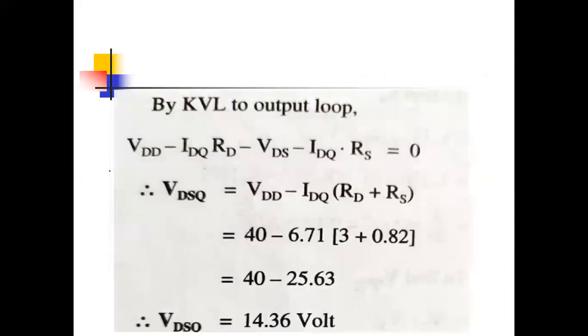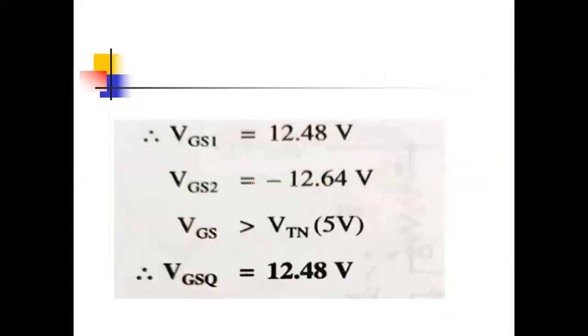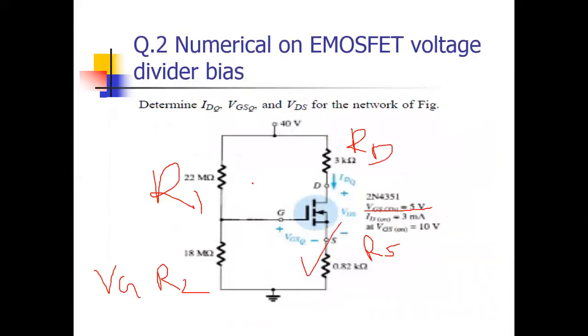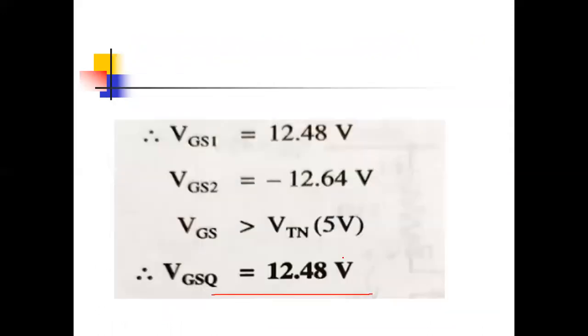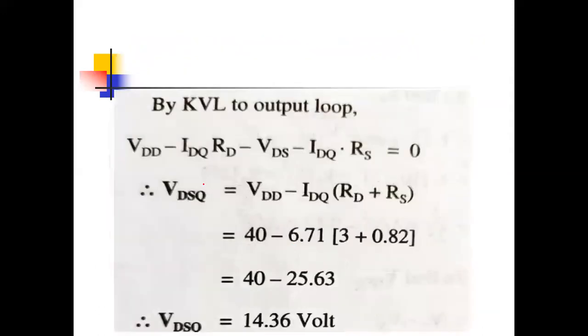Next, you want to find VDS. For VDS, you apply KVL on the right side. What is the equation? VDD minus IDRD minus VDS minus IDRS, because IG is 0. Again, VDD minus IDRD minus VDS minus IDRS equals 0. From this, VDS equals VDD minus ID times (RD plus RS). ID you have already calculated, RD is 3, RS is 0.82.